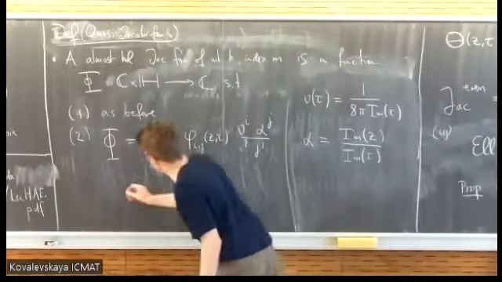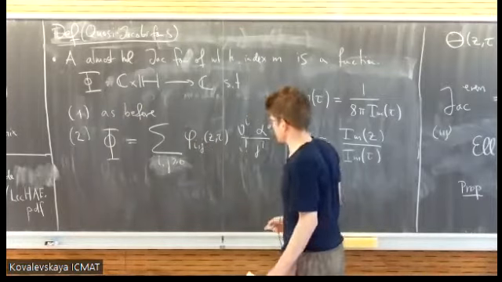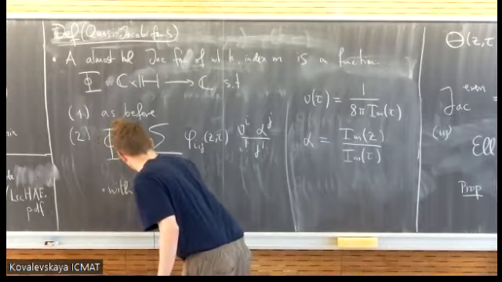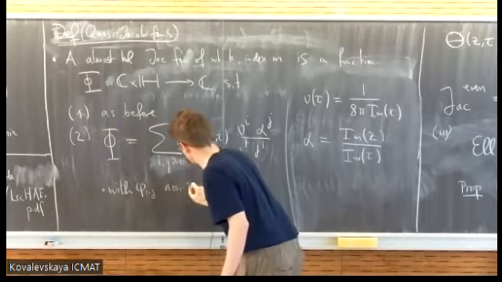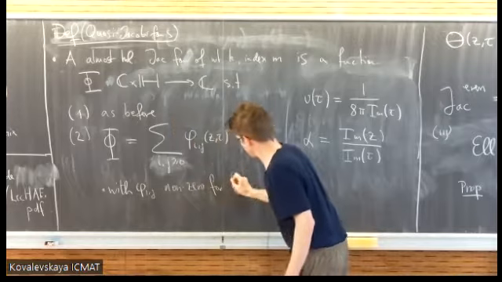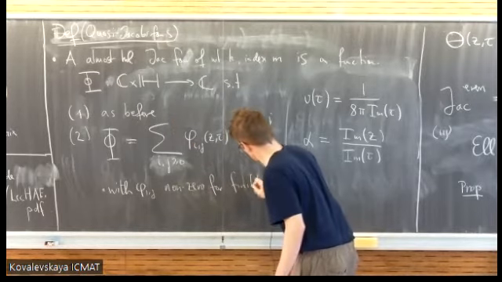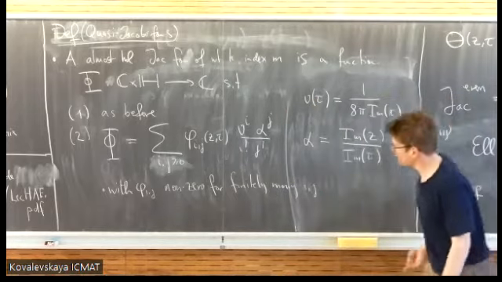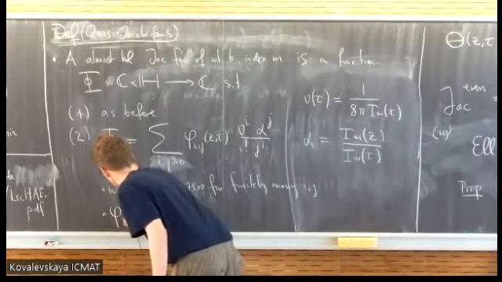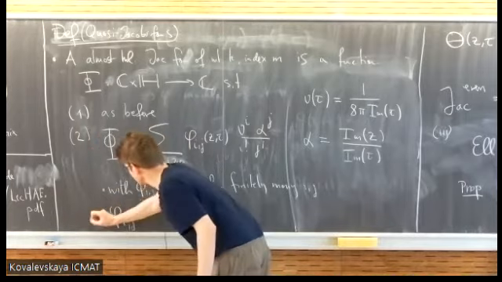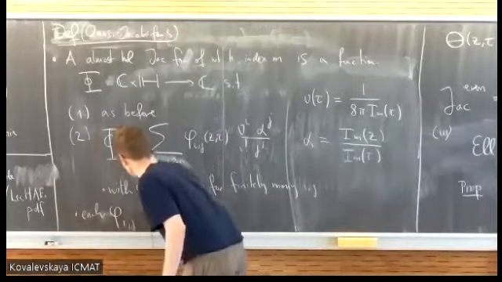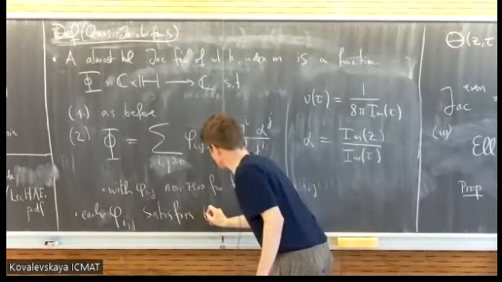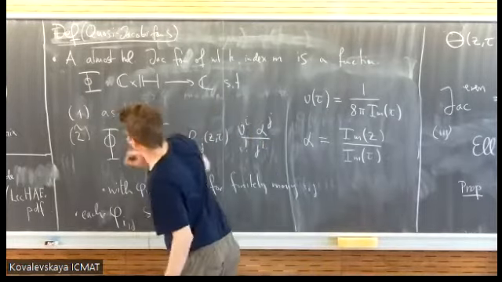If only finitely many of these phi_ij are non-zero, so that's really just a finite sum, and then each phi_ij satisfies this condition 2. Okay, so this is our condition 2 tilde.